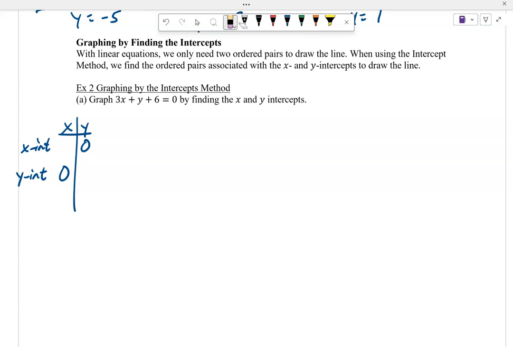Now, this is not going to be a curve. This is just going to be a line. But that's your rule of thumb. So let's go ahead and find, because you only need 2 points to draw a line. So this is called graphing by finding the intercept. So the intercept method.